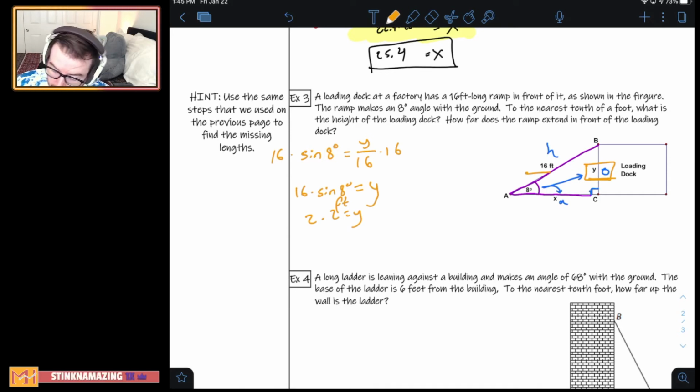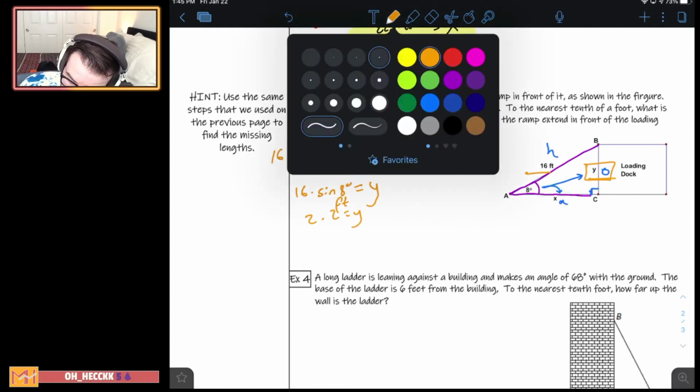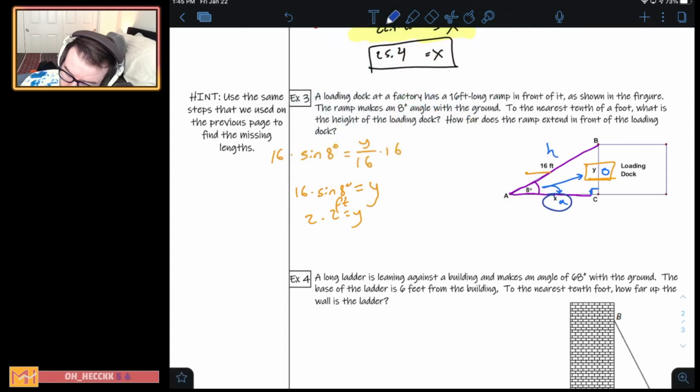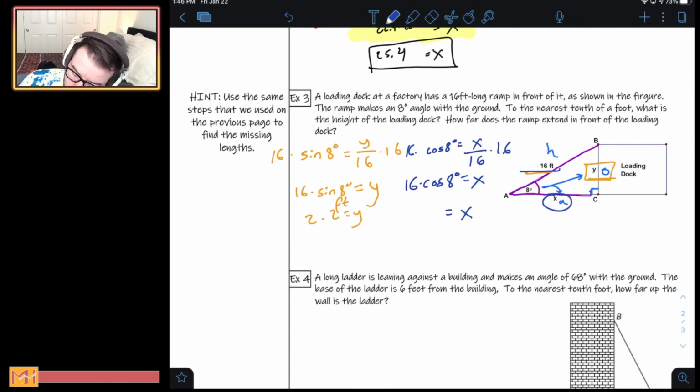So if we're trying to solve for x, that's the adjacent side. So we are trying to solve for the adjacent side, and we know the hypotenuse. Adjacent and hypotenuse, cosine. Plug that into a calculator. Again, I don't really see a point to keep showing you my calculator, so I'm just going to plug it in real quick. 15.8 feet.